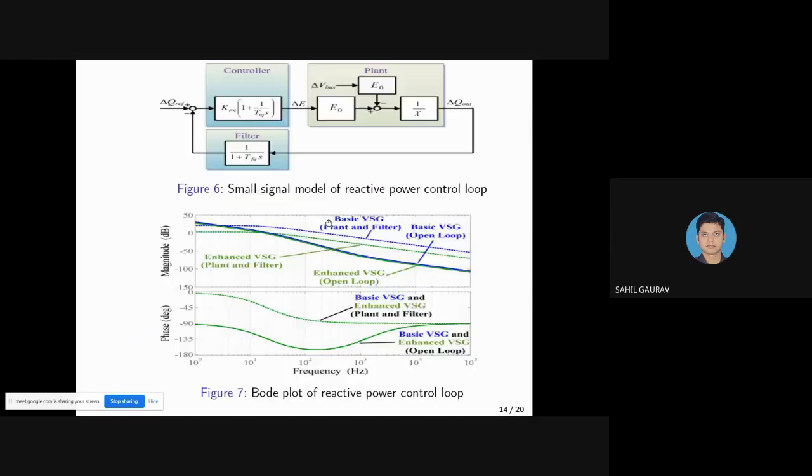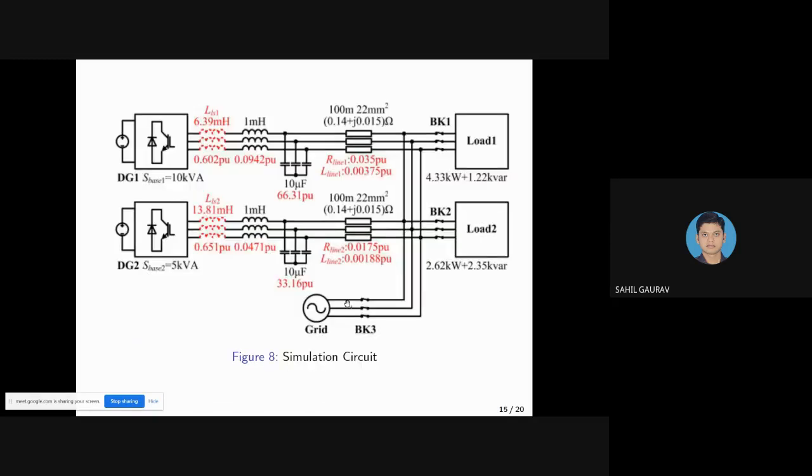And now we just apply what we have already seen: the various models, how to find out parameters, and the small signal analysis. We will apply the enhanced VSG control in this simulation circuit. Both DGs are operated by the enhanced virtual synchronous generator controller scheme, and the kVA base for the first inverter is 10 kVA, and the kVA base for the second inverter is 5 kVA. And we have taken the inductor value for both DGs as the same.